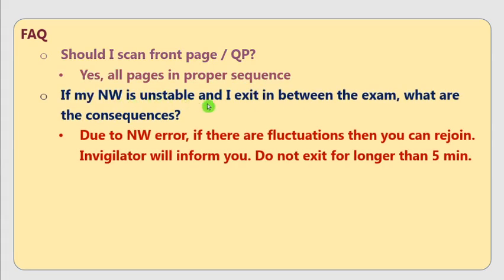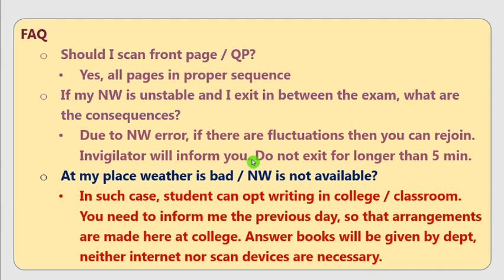If my network is unstable and I exit in between the exam, what are the consequences? Due to a network error, if there are fluctuations, then you can rejoin. Just use the rejoin button there and you can come back to the same exam room. The invigilator will inform you if, without your knowledge, you logged out. They will call you and inform you. So do not stay out for longer than 5 minutes. Within 5 minutes you should be able to join back. Otherwise they will call you and inform you. So the invigilator will be tracking you.